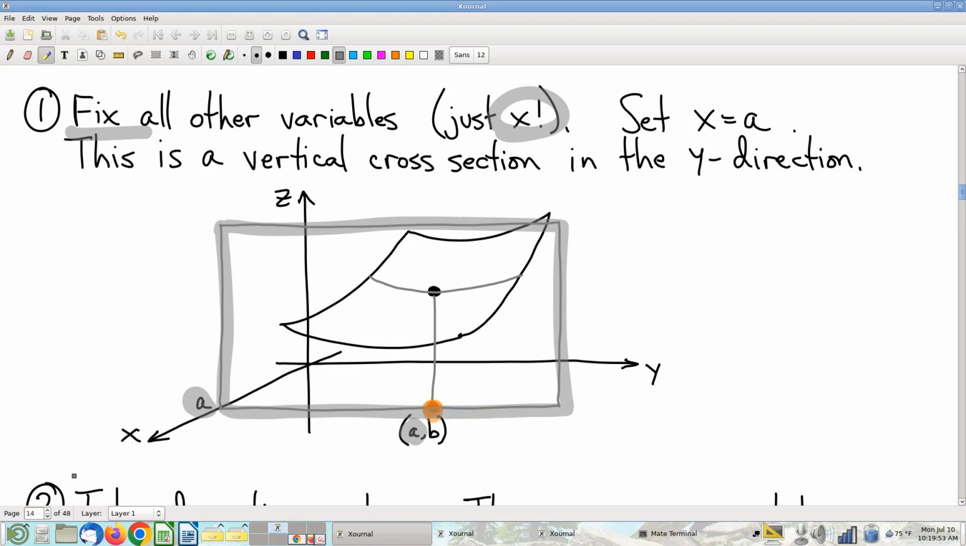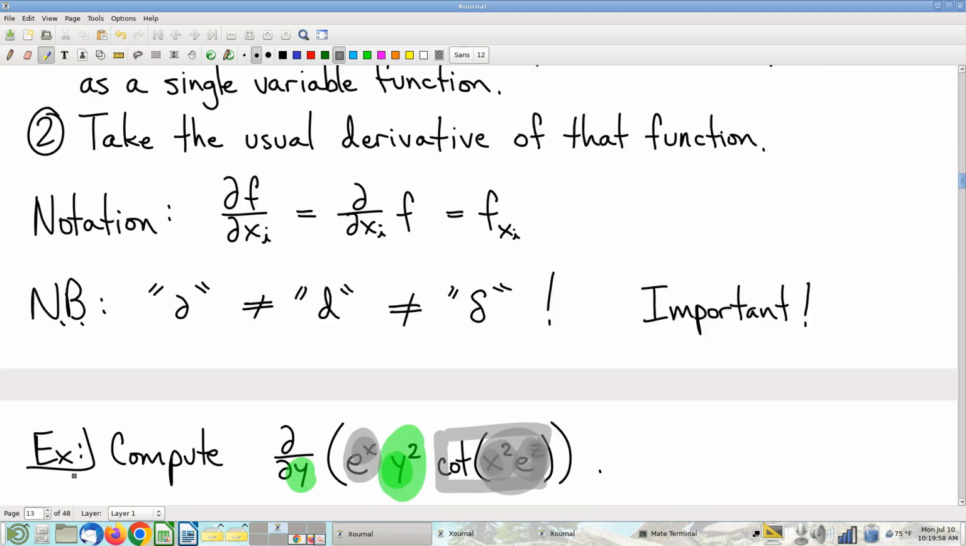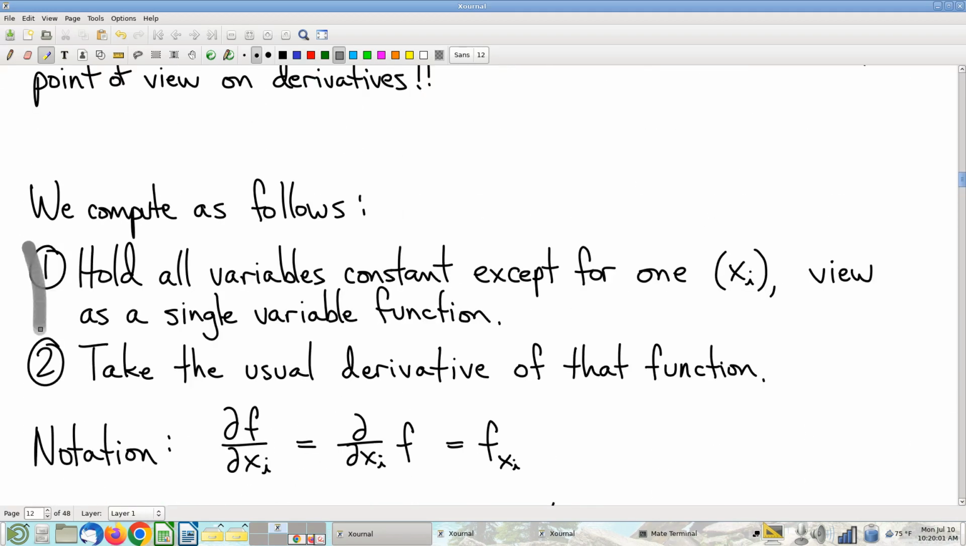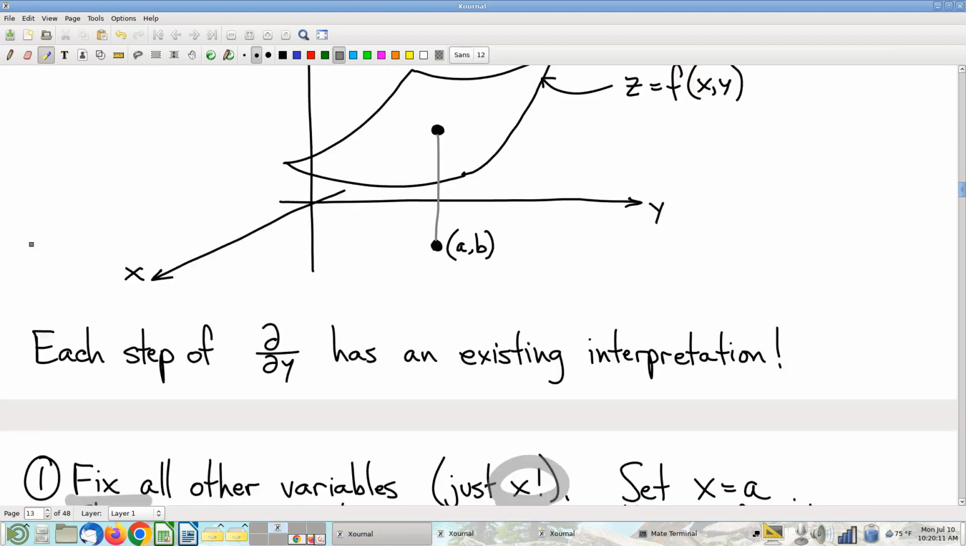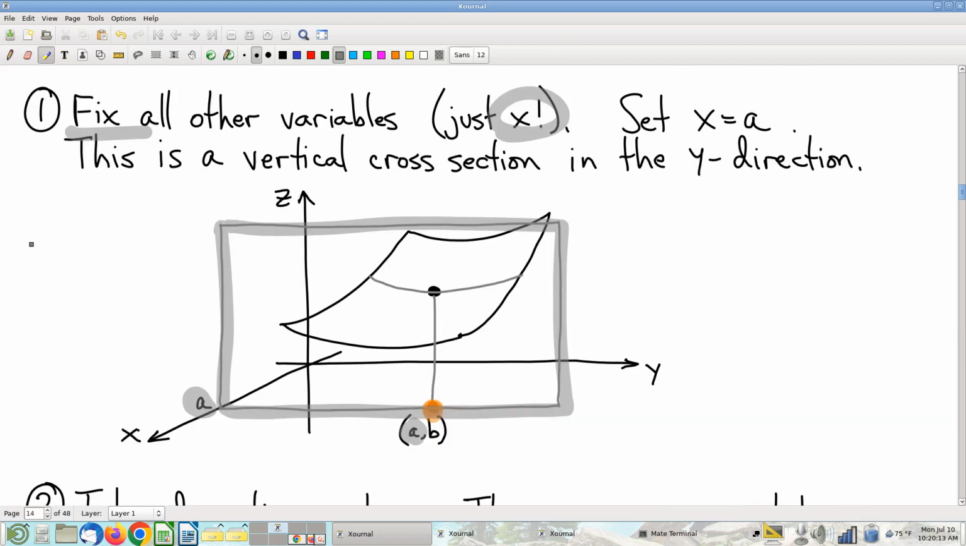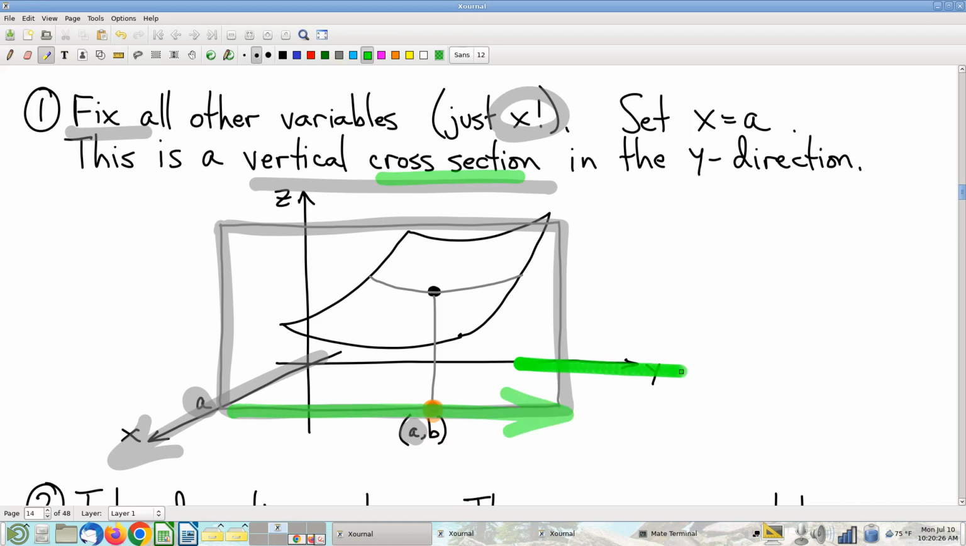Everybody on board? So now let me remind you, in this process of computing partial derivatives, step one, which I described algebraically here, we now have a geometric interpretation in the context of graphs. In the context of graphs, what that looks like is take this cross section perpendicular to the x-axis, or you might say cross section in the direction of the y-axis.